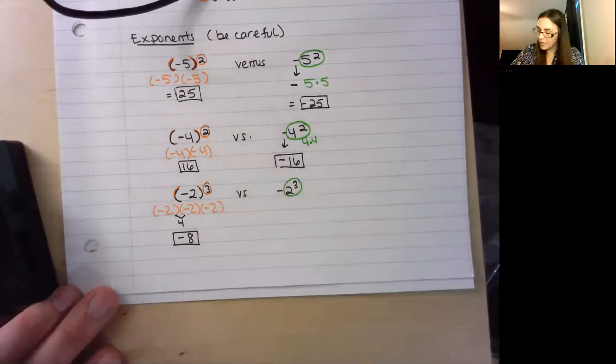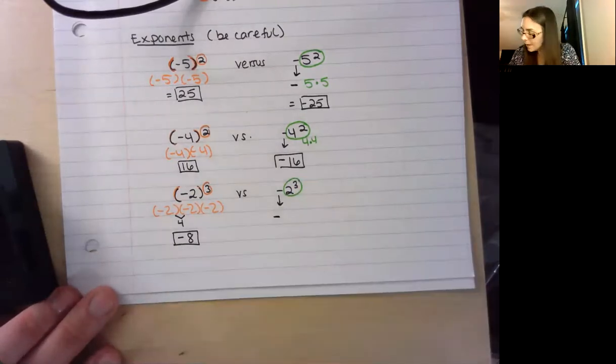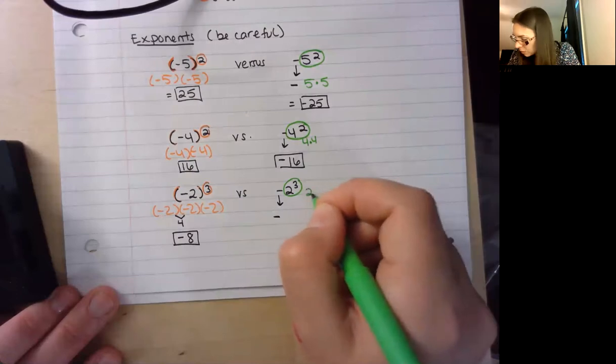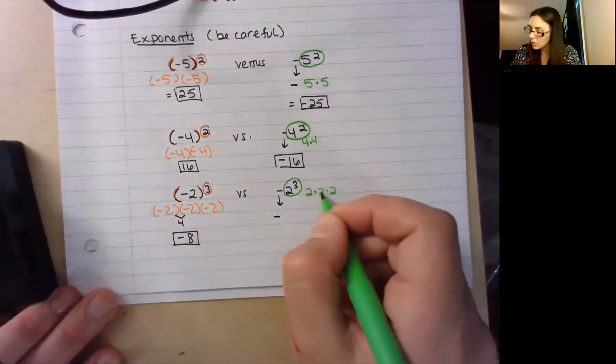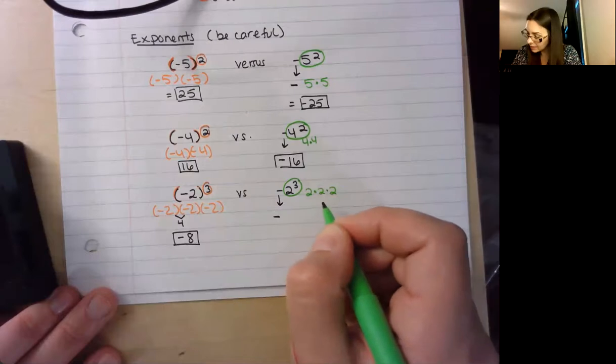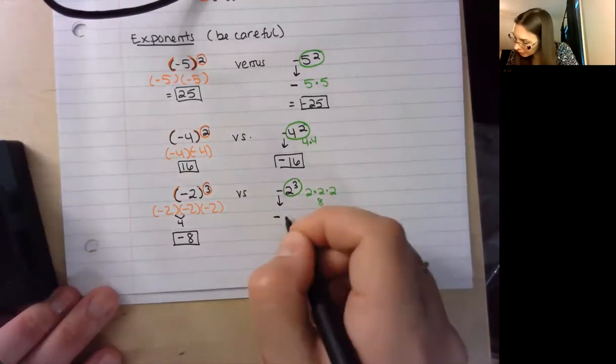Here I do not have parentheses, so this negative just kind of tags along, and then I have 2 times 2 times 2. Well, 2 times 2 is 4 times 2 is 8. This is 8. So my answer here is negative.